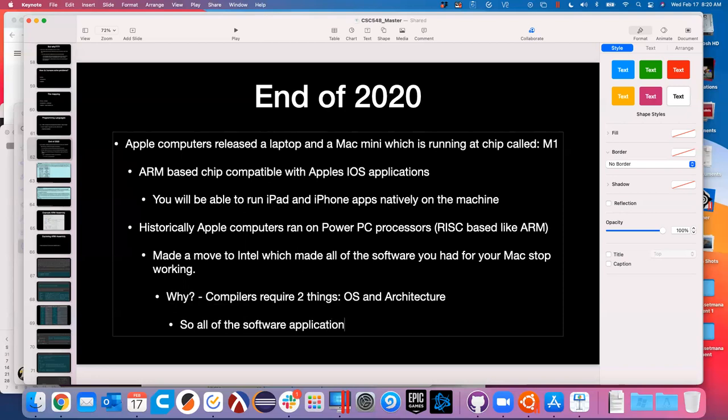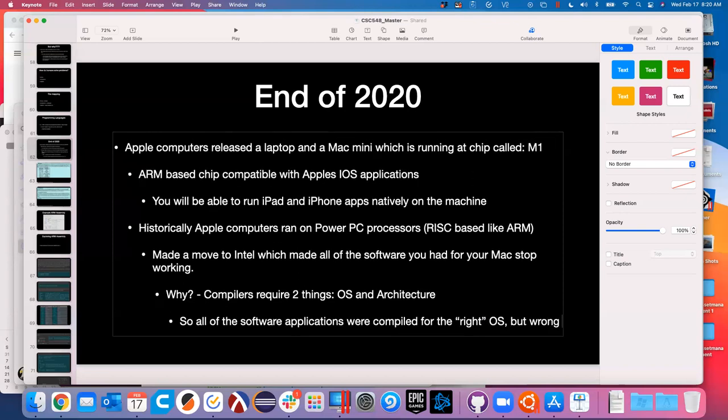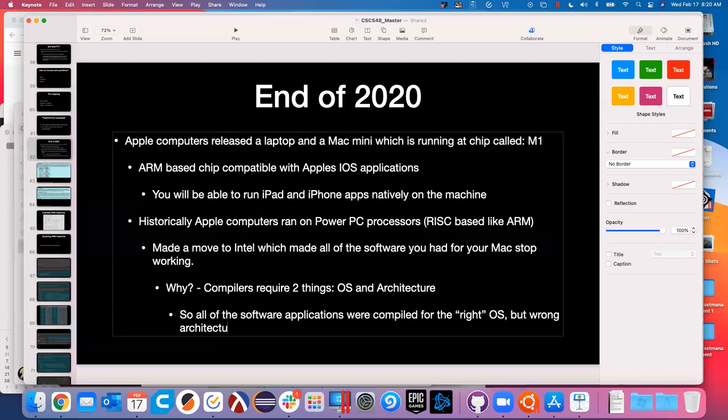So compilers require two things. They need to know the operating system and they need to know the architecture. So all the software applications were compiled for, we'll call it, the right OS but the wrong architecture. They were compiled for the PowerPC architecture. So any of these applications that you had on your machine that you bought at Best Buy or whatever back then, or even Sears sold software back then, all of a sudden these things would stop working when you got your new Mac. Because you're like, oh, I'm going to go get a new Intel-based Mac and everything's great.